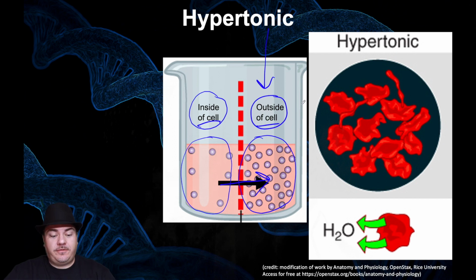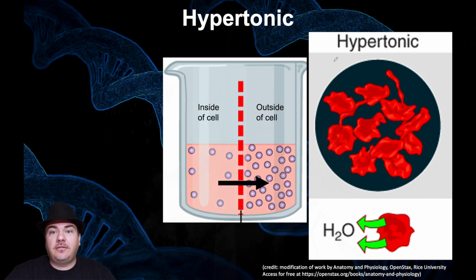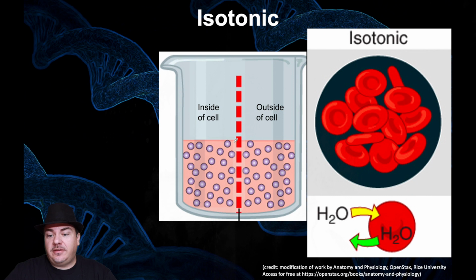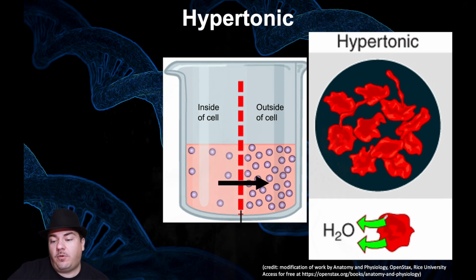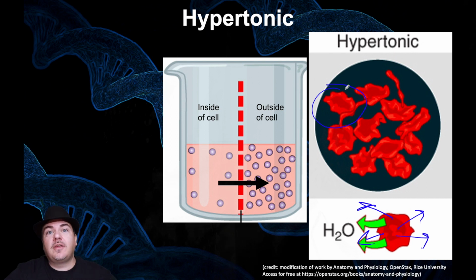For example, if you take your red blood cells, which should have this nice disc shape that you're seeing here, and instead of being in your bloodstream, you put them in a high concentration saltwater solution, what will then happen is water will start to leave your red blood cells. Your red blood cells will shrivel up, because they're losing all of their water. So that's what happens if you put a cell into a hypertonic solution.